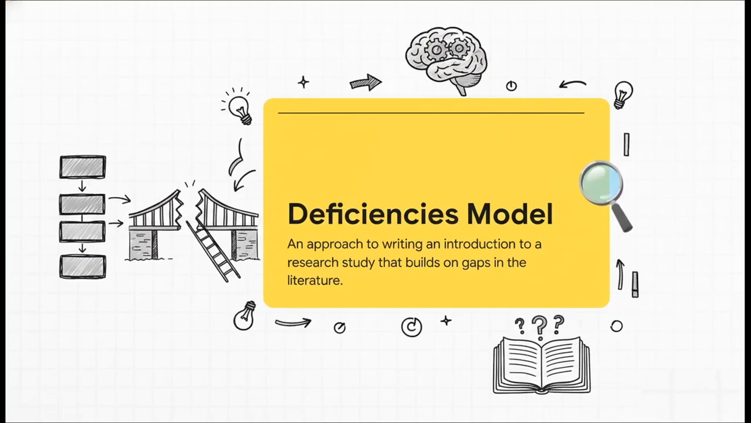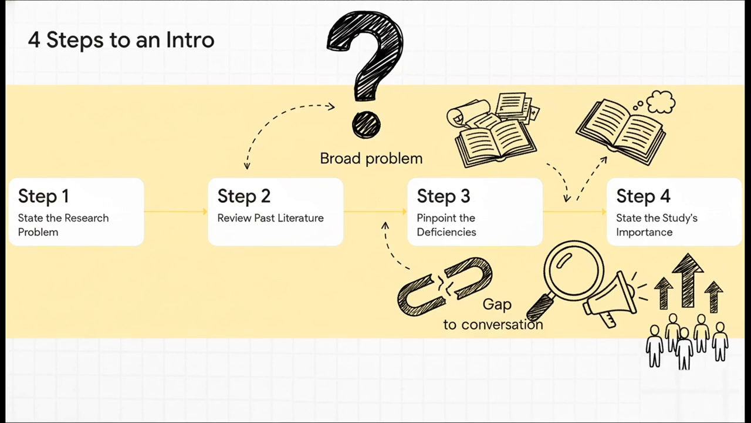So, what is it? At its core, the deficiencies model is a really simple but super powerful roadmap. It helps you build a strong case for your study by first pointing out a specific gap, a deficiency in what's already been researched. And then you position your work as the thing that's going to fill that gap. And it all flows in these four simple steps.